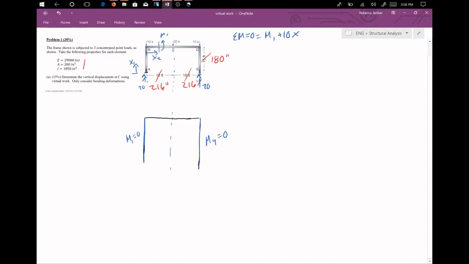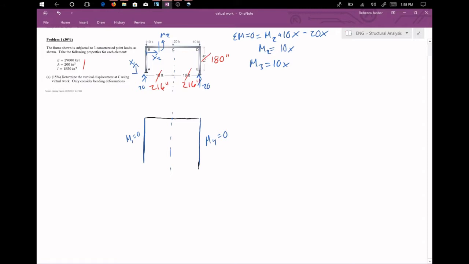Then we'll look at this 20 kips, and that's giving a negative moment. So that moment equation will be a positive 10x. And that'll be the same for the other side. Why did I put moment 1? Call that moment 2. And then moment 3 will also equal 10x, and the bounds, not that it actually matters.